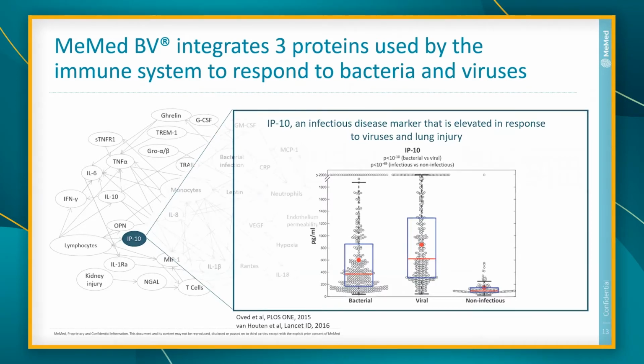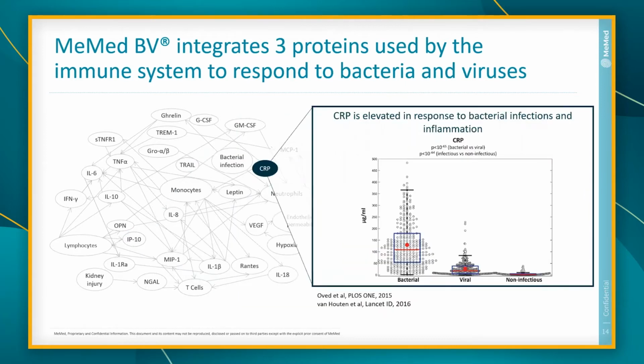Third, good old C-reactive protein that's been around for about 40 years. It's elevated in response to bacterial infections, but it's not a specific marker. It also goes up generally in inflammation. So again, we see that there are these levels where it's less informative.